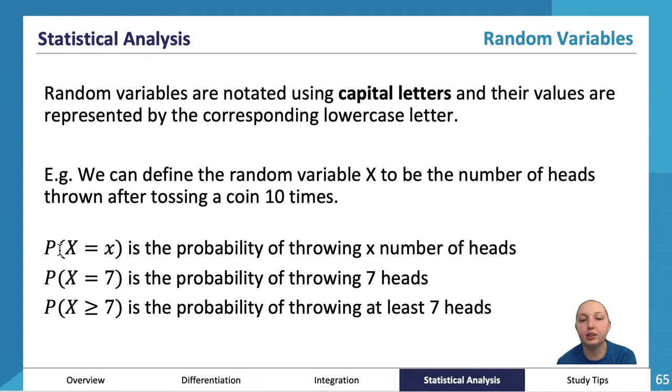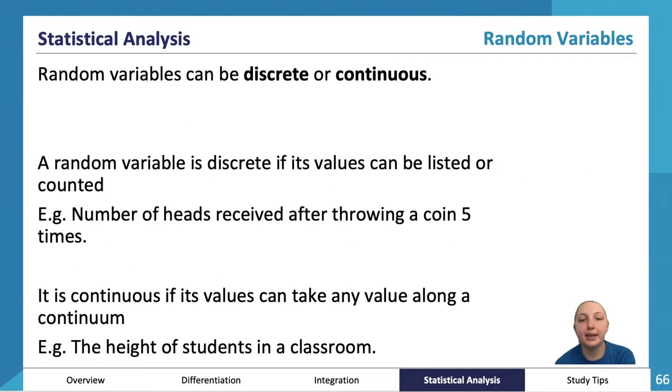So the uppercase is the actual variable, the number of heads, and the lowercase is the specific value, like the probability of throwing whatever number of heads. Okay, so your random variables can be discrete or continuous.